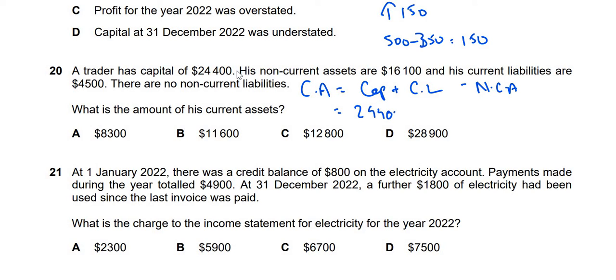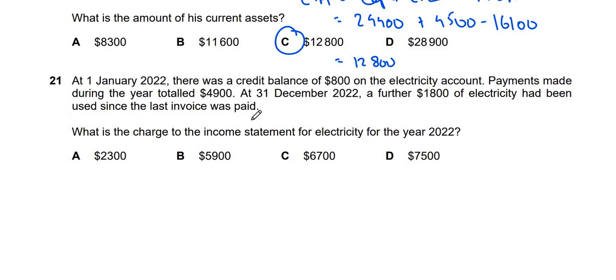Capital is 24,400, current liabilities are 4,500 and assets are 16,100. So the answer is 12,800. Answer is C.